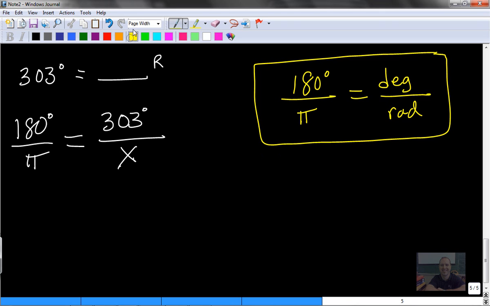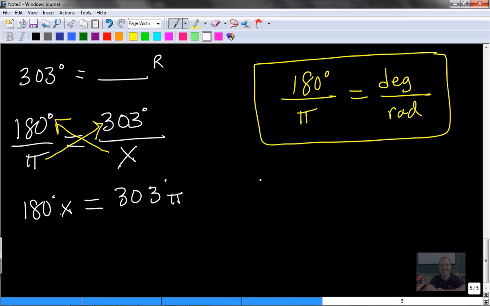Okay. So here's the shortcut. X can be multiplied up like that, and pi can be multiplied up like that. So you cross multiply. You remember that little trick there. So that's 180 degrees times x equals 303 times pi. And then how do I get x by itself here? If this is multiplied, I divide. So divide both sides by 180.